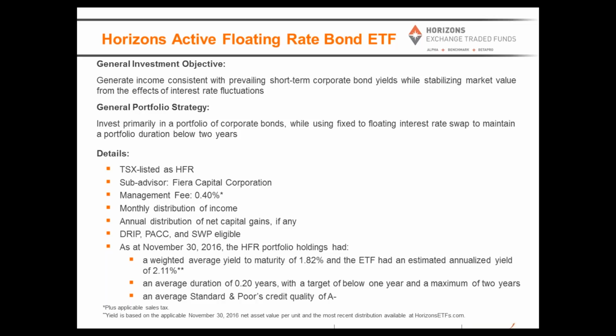And as of November 30th, 2016, it had a weighted average yield to maturity of 1.82% and an estimated annualized yield of 2.11% with an average duration of 0.2 years. Keep in mind that it has a target to always be below 1 year and a prospectus that does not allow it to be above 2 years. That duration talk may be a little bit esoteric, but I'm going to talk about that in a couple of slides, and hopefully that will give some clarity as to why a low duration is important if you think interest rates are going up. Okay.